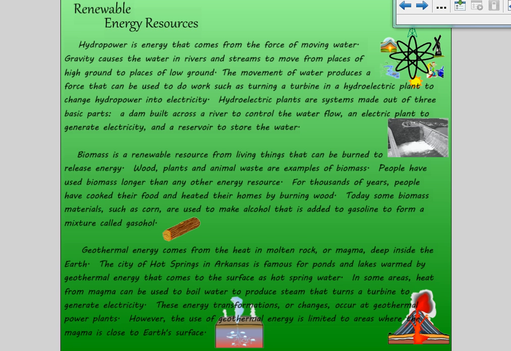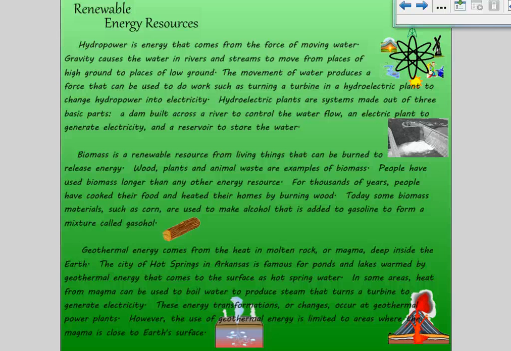Hydropower is energy that comes from the force of moving water. Gravity causes the water in rivers and streams to move from places of high ground to places of low ground. The movement of water produces a force that can be used to do work, such as turning a turbine in a hydroelectric plant to change hydropower into electricity.